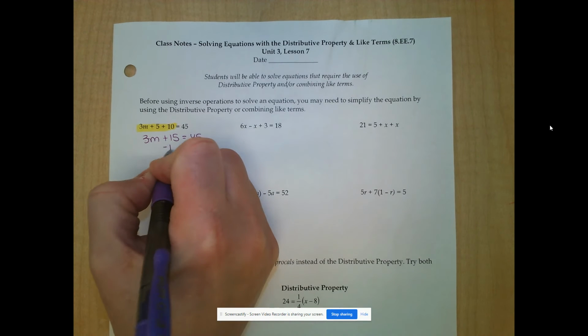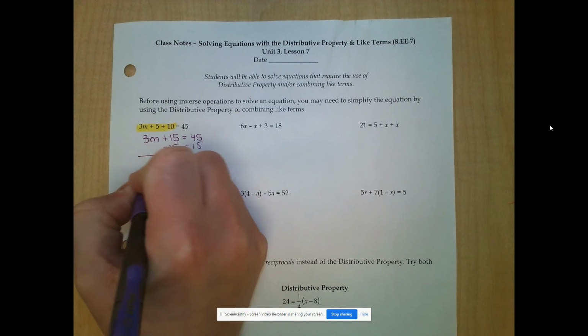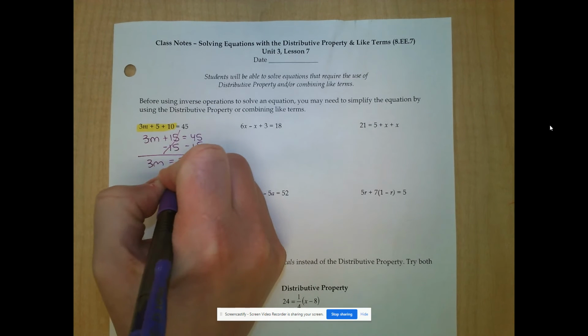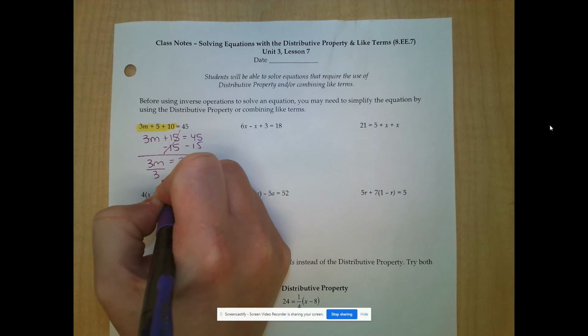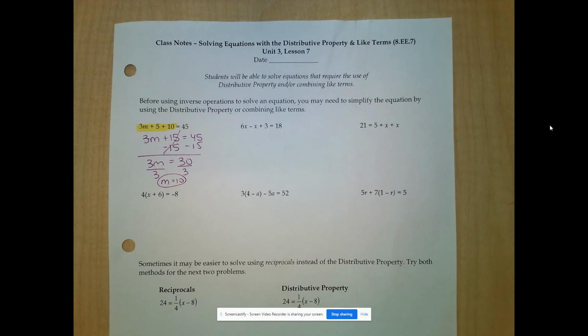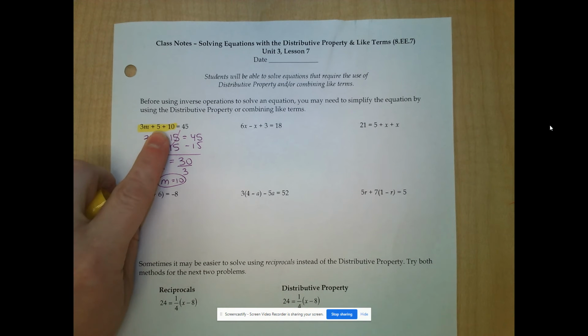I would subtract the 15 from both sides. I would get 3m equals 30. Inverse operation, divide by 3, m equals 10, and I would be done. But before I could start that two-step equation, I had to simplify first. In this case, it was combining like terms, because the plus 5 and the plus 10 both have no variable.